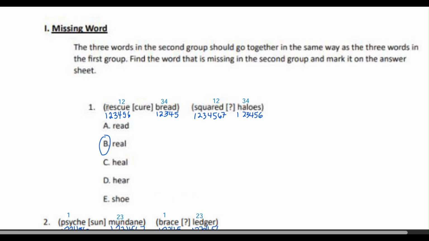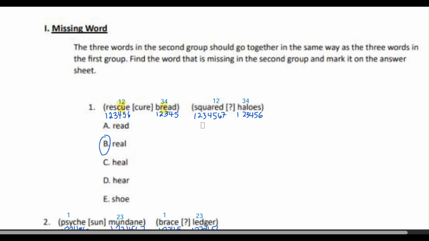Question number 1 says that rescue, cure, bread follows the same rule as squared, halos. We need to figure out what that rule is. Look closely at the first example. The word cure is made up of letters from both rescue and bread. Can you see where those letters come from? C and U are in rescue, and R and E are in bread. It looks like the pattern is taking 2 letters from the first word and 2 letters from the second word. Specifically, the letters are taken from specific positions in each word.